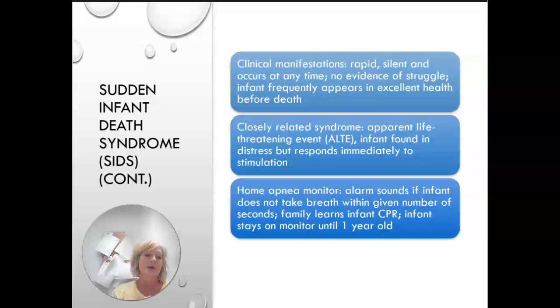And what we would see is these apneic episodes of them not breathing, and then we would see their heart rate start to go down, down, down, and get down to like 60. So we would go over there and we would shake them, and then they would take a deep breath and it would completely go away. So these are the babies that might go home on an apnea monitor.